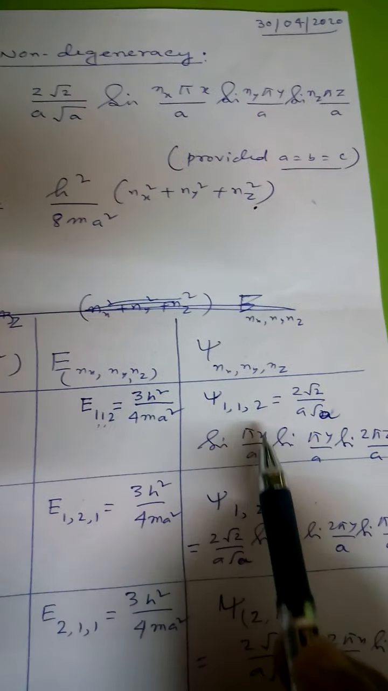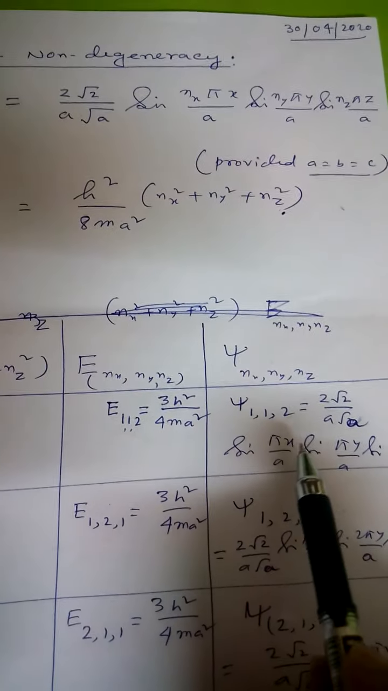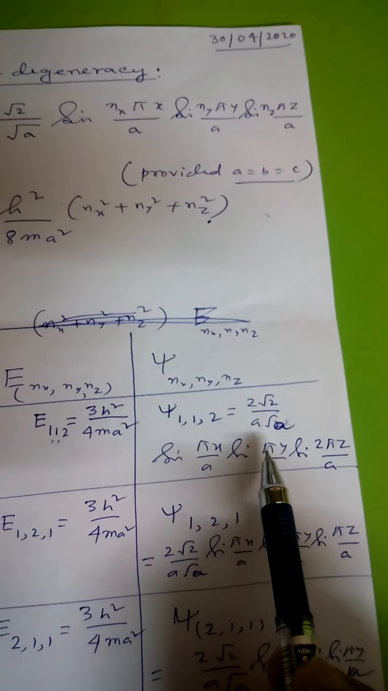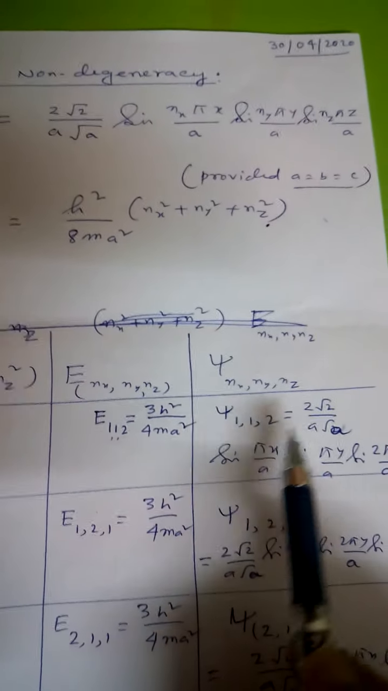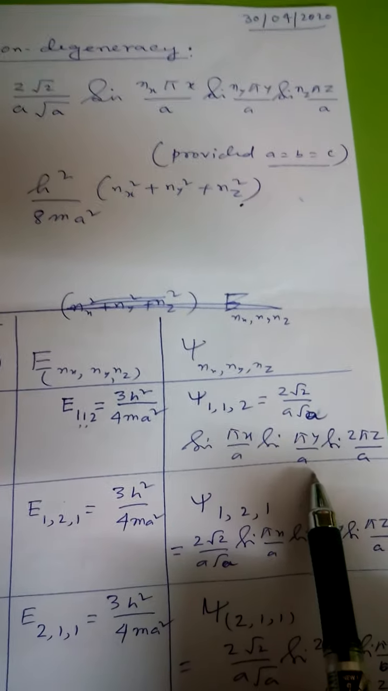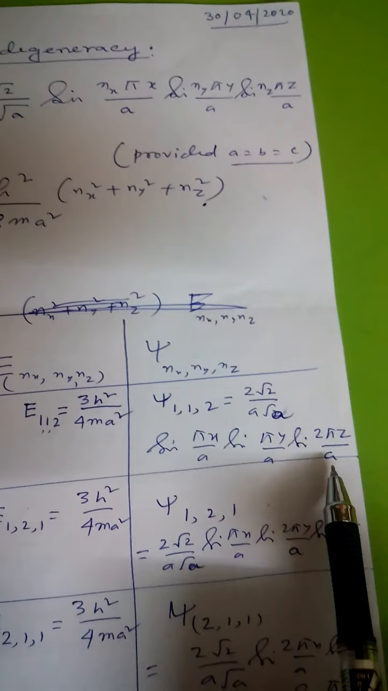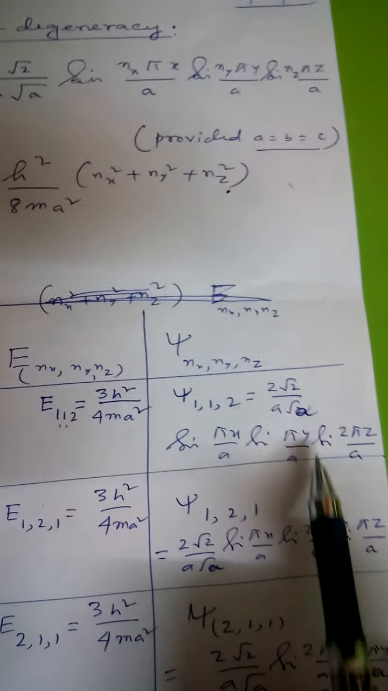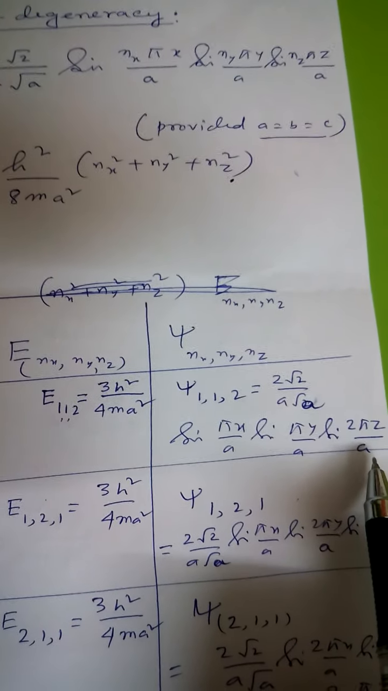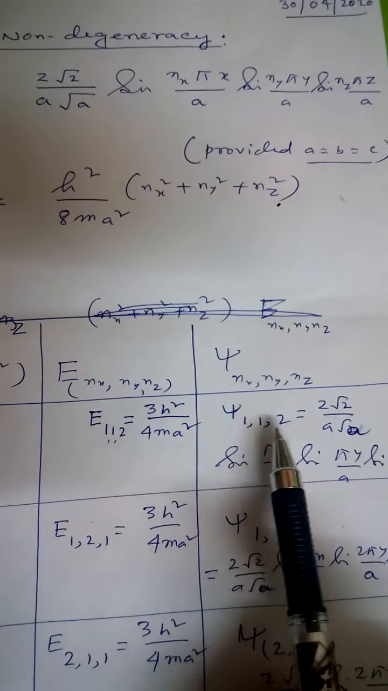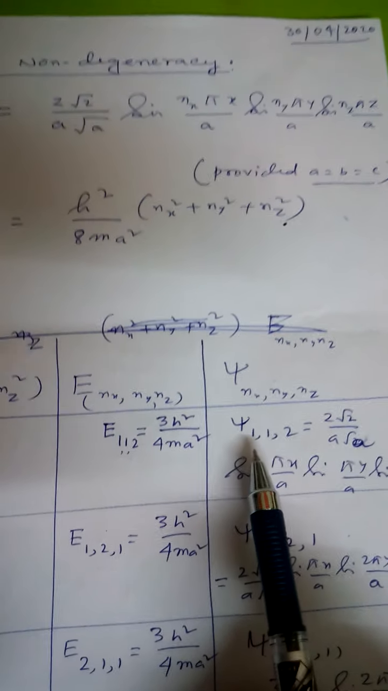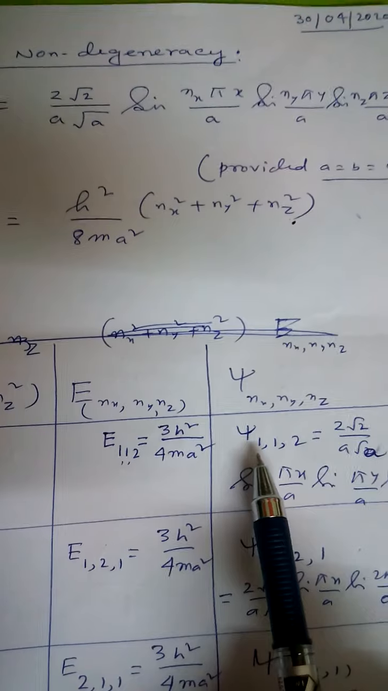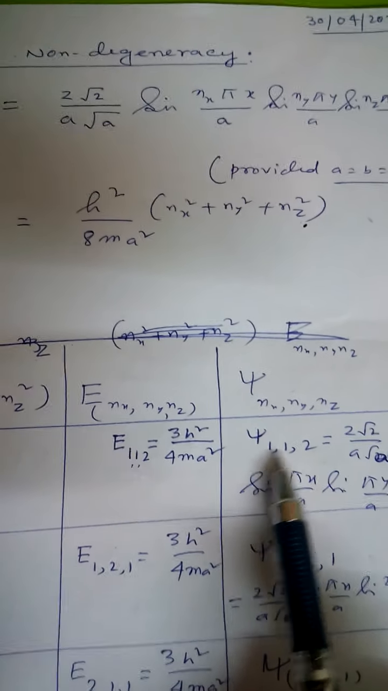sine of nx pi x by a, nx means 1, so pi x by a, ny pi y by a, ny means 1, so pi y by a, nz pi z by a, nz means 2, so sine of pi x by a, sine of pi y by a, sine of 2 pi z by a. Okay, this is the wave function, that is the state of the system.